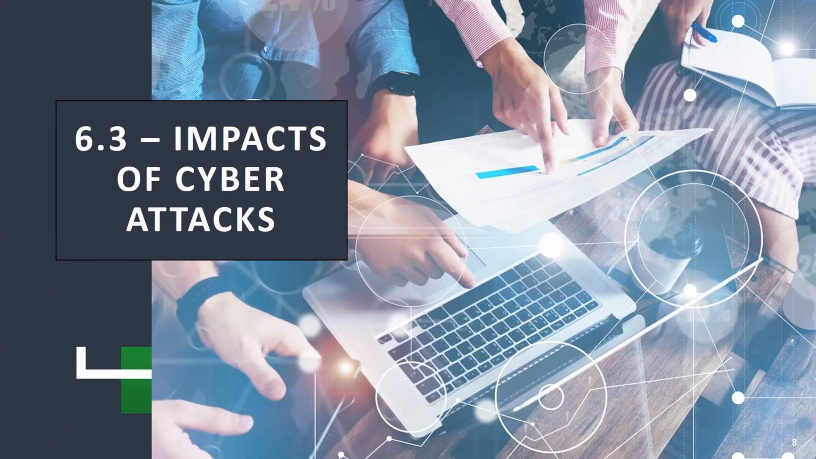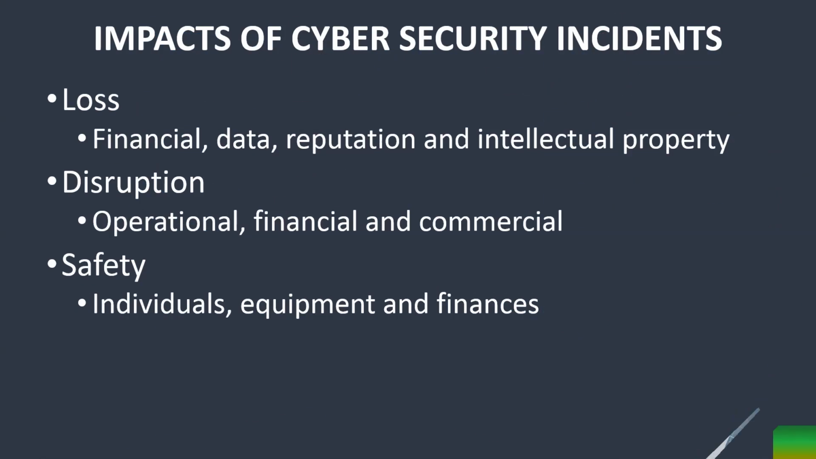6.3 is impacts of a cyber attack. So for instance, you might have loss. So you might have financial loss, loss of data, loss of reputation. Now, if a business has lost data and it's splashed all over the news, that business is not going to look very good. There's been loads of cases about that. Prime example is British Airways. They recently lost loads of data, and then their reputation obviously took a big hit from that.